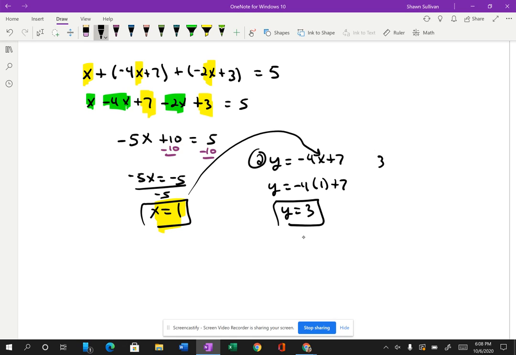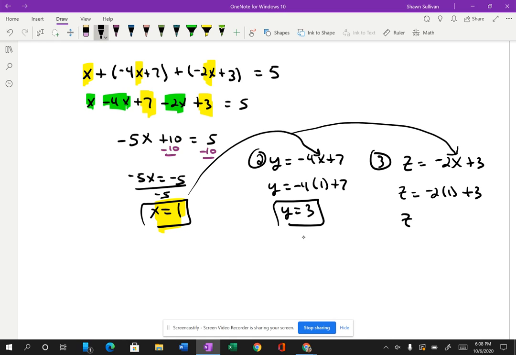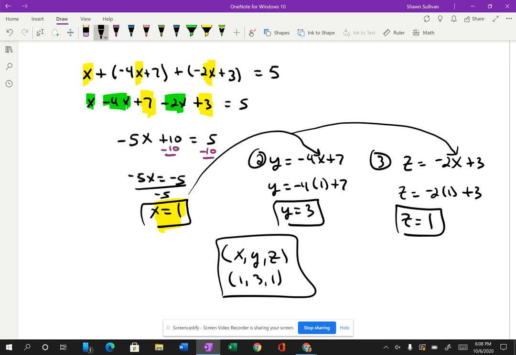We're going to bring equation 3 down, and equation 3 was z is equal to negative 2x plus 3. And so we're going to substitute again. We're substituting our x value in because we solved for x, and work our way through. So we get z as negative 2 times 1 plus 3. And so z is equal to 1. Write it as an ordered triple. And so our solution in x, y, z would be 1, 3, 1. And those are our solutions.